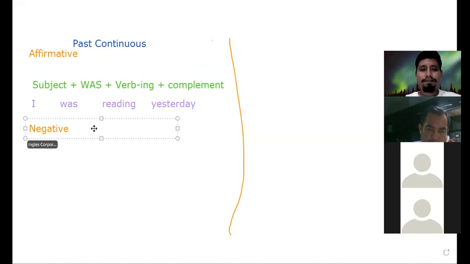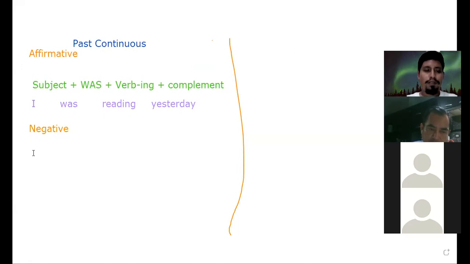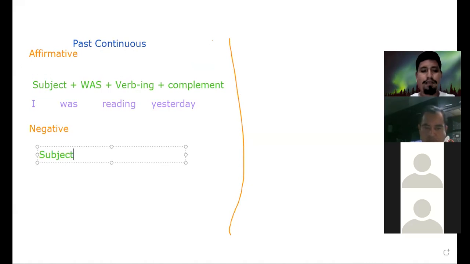We're going to place it in between the verb and the auxiliary verb was. If we want to construct a sentence with it, we're going to use, as always, the subject, because remember that in English, we always have to add the subject. It cannot be omitted. Also, we are going to use was, that is, in this case, the auxiliary verb.